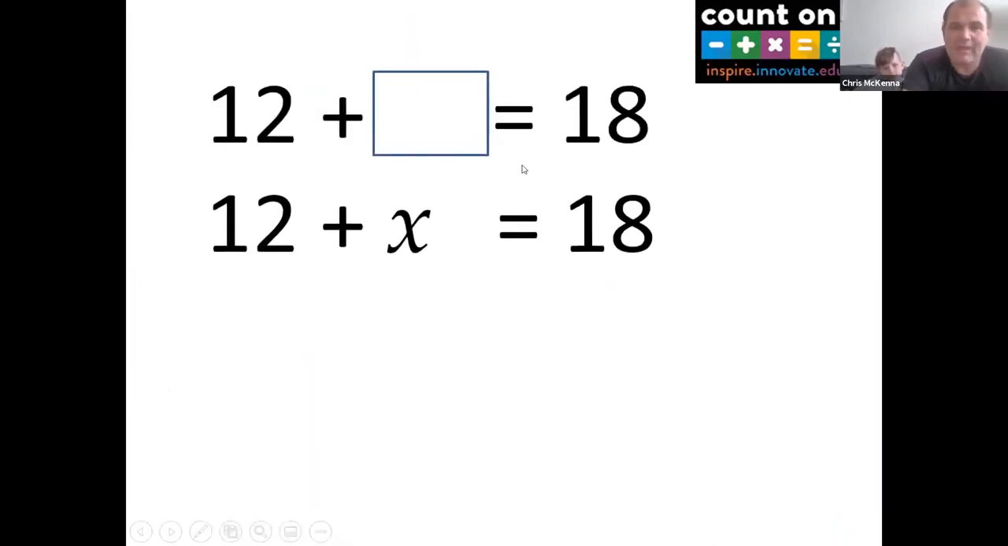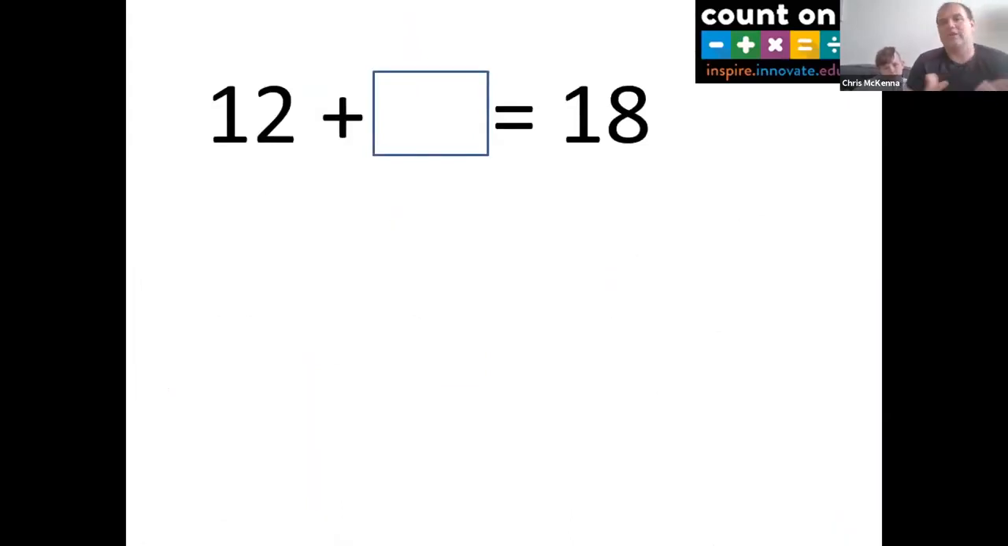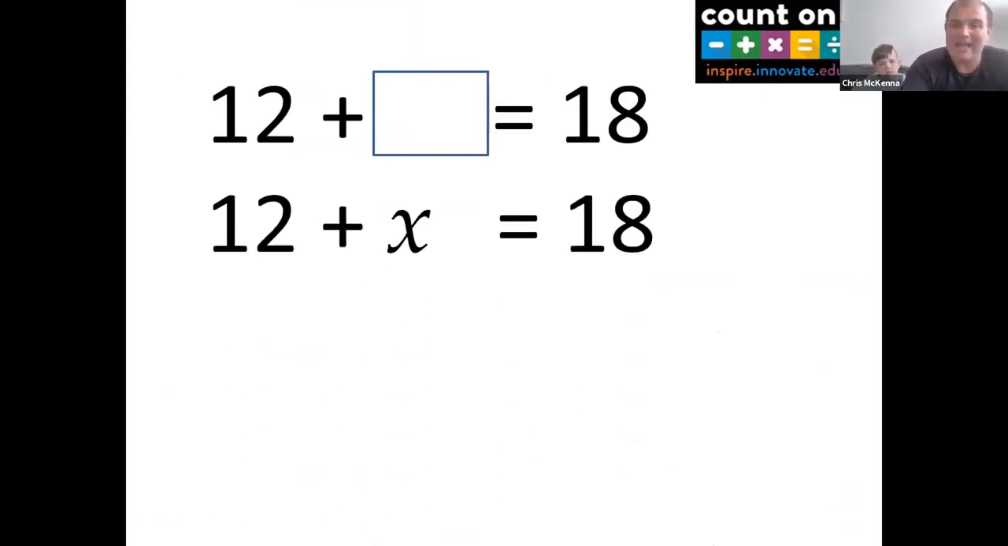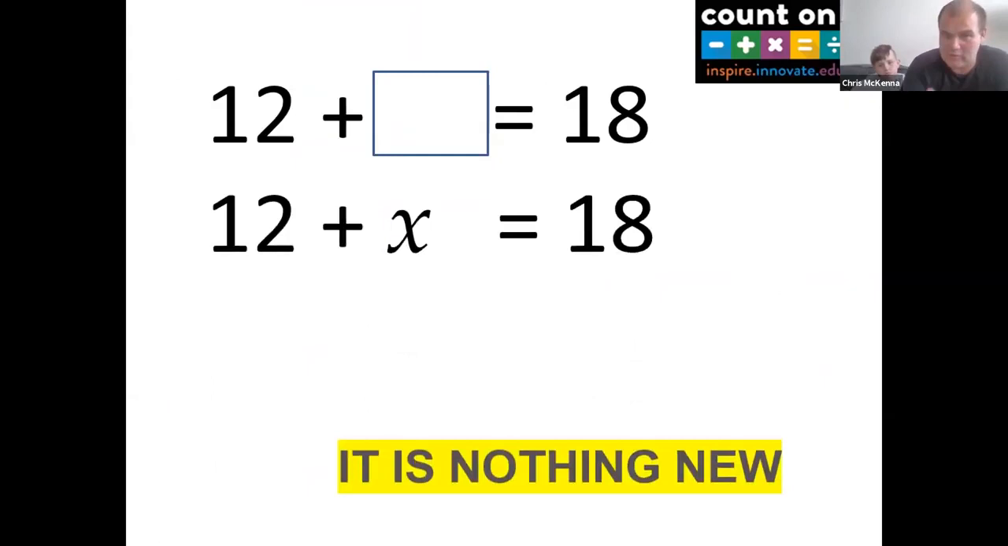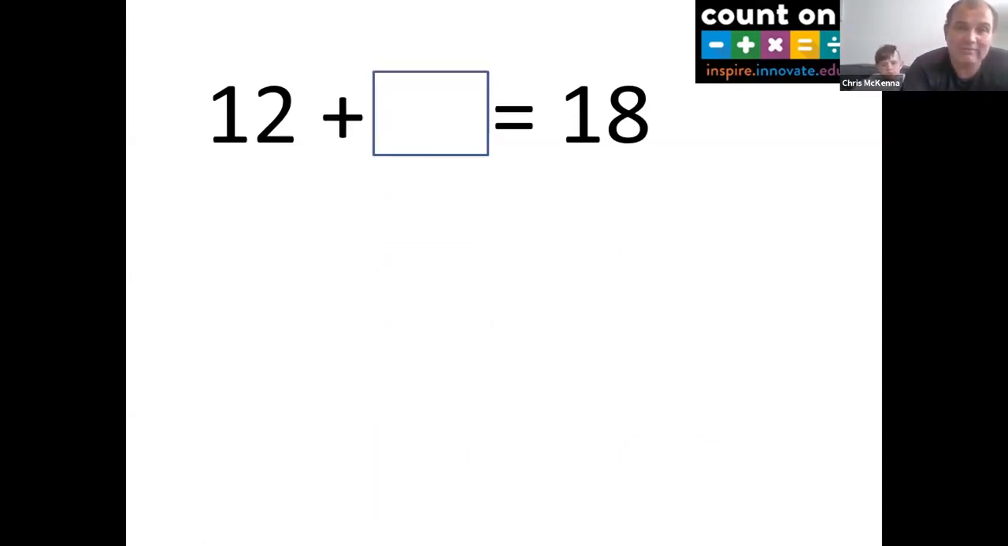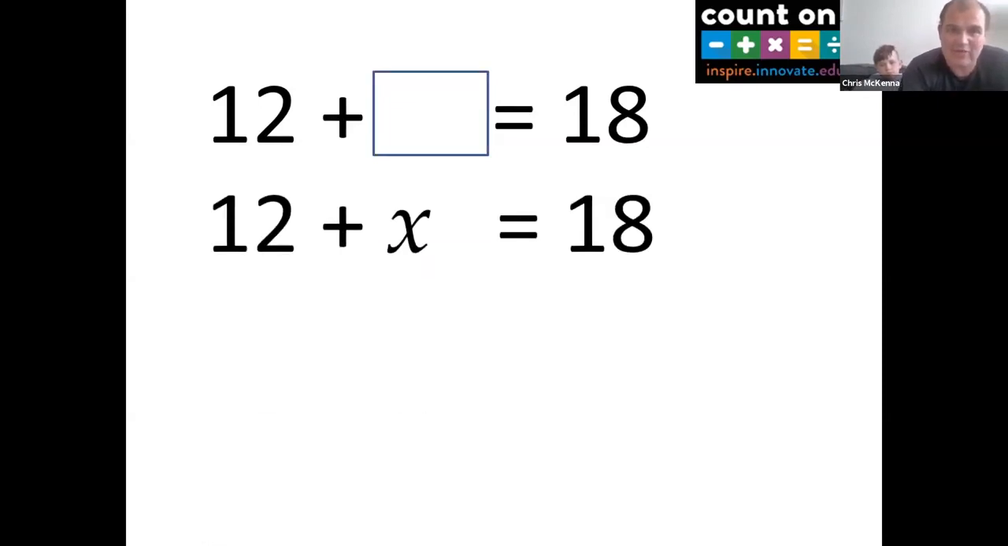So this may be the way you're introduced to algebra. 12 plus, and this empty box, we just put a number in there, equals 18. It is absolutely nothing different. It's nothing new. The new way to write this when we start talking about algebra is 12 plus x equals 18. But x just stands for 6. It's just a number. So this question here is exactly the same as that question there.